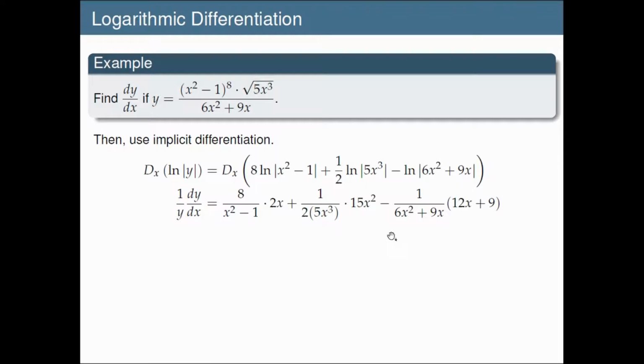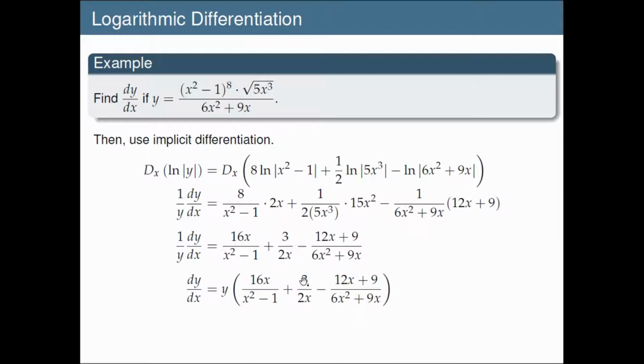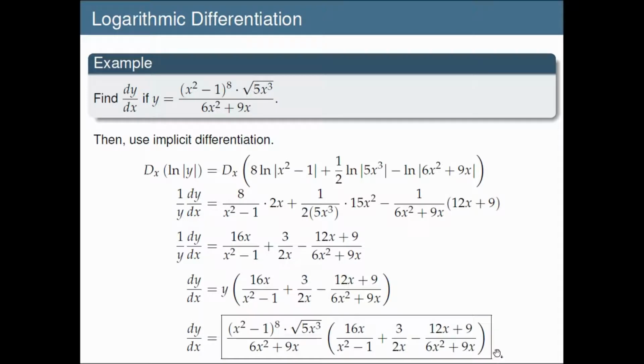We express the right hand side as follows: 16x over x squared minus 1 plus 3 over 2x minus 12x plus 9 over 6x squared plus 9x. Since 1 over y dy over dx equals this one, then dy over dx equals y times this one. At ito yung dy over dx kasi yung y equal dito. Okay?